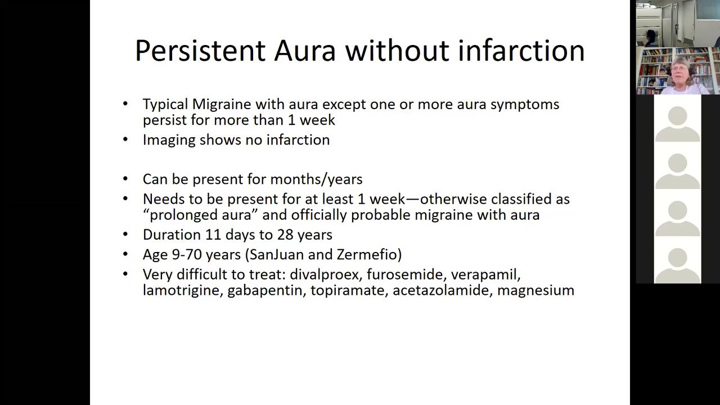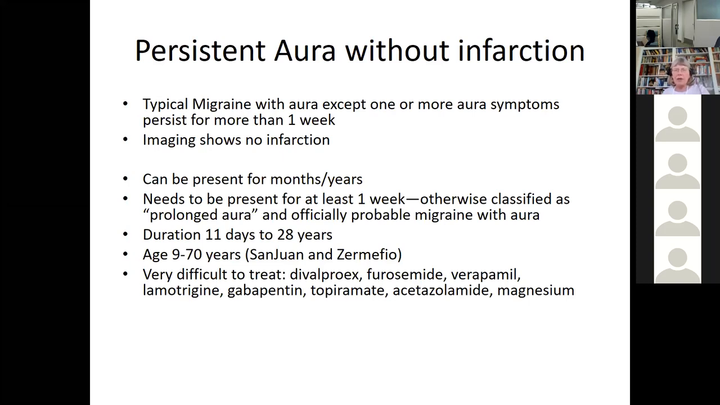Now, the ones I've seen have not been this dramatic. Mostly they are like a little rice kernel that just stays there and they see it forever or for many months or years. There have been studies, however, with people who had persistent aura without infarction of the auras lasting 11 days to 28 years. And the age of people that present with this can be young to older. And it's very hard to treat.